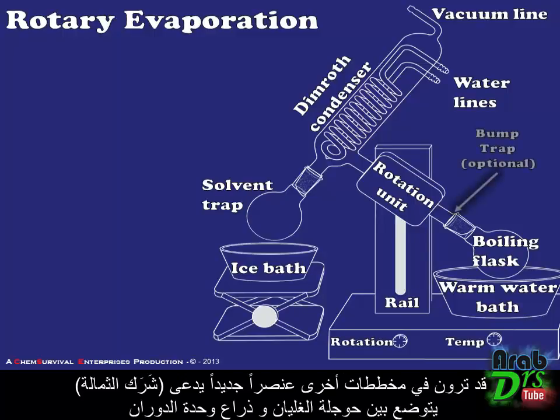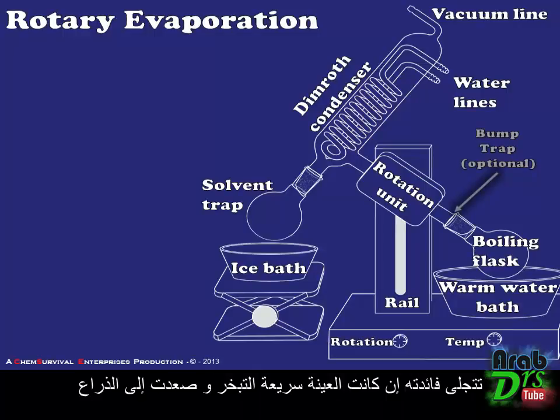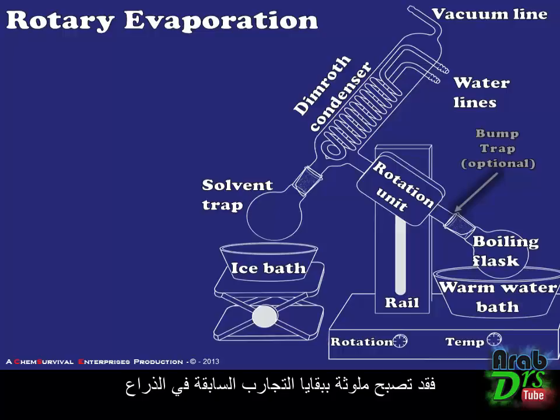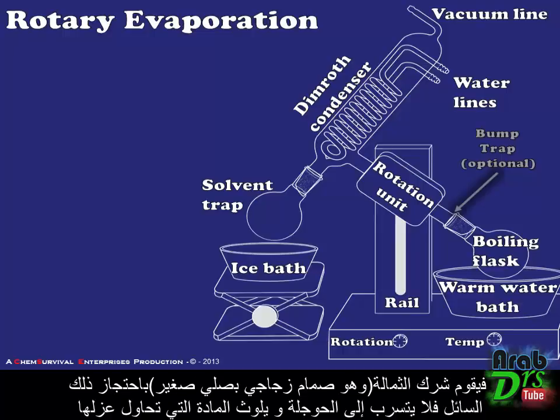Now in other schematics you may see something called a bump trap, which is located between the boiling flask and the stem of the rotation unit. The purpose of a bump trap is that if your sample does flash boil and goes up into the stem, it will become contaminated, of course, with all the other junk that all the previous students have left in that stem. The bump trap is a small bubble of glass designed to catch that liquid so it doesn't drain back into your flask and contaminate the material that you're trying to isolate.